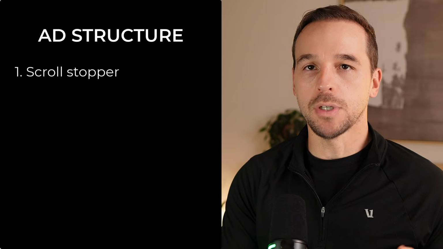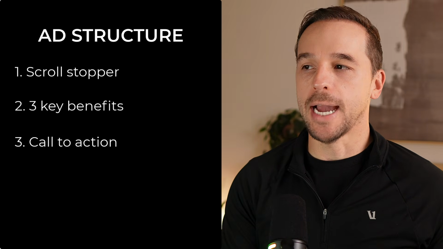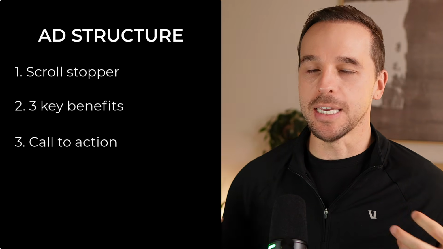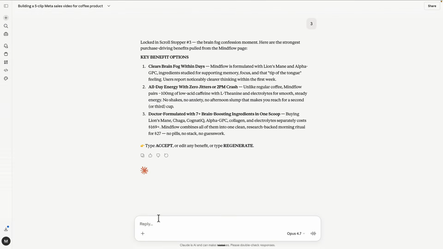Now it generates 3 different benefits. So the general flow of this ad is scroll stopper, 3 benefits, call to action. That's the entire scope of this ad. And so now it's generating 3 different benefits. You can have it regenerate these, you can give it benefits, or you can just accept the ones that it's given if you like them. I'm gonna say accept.